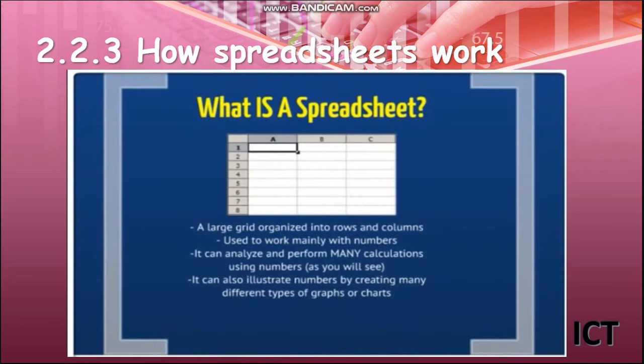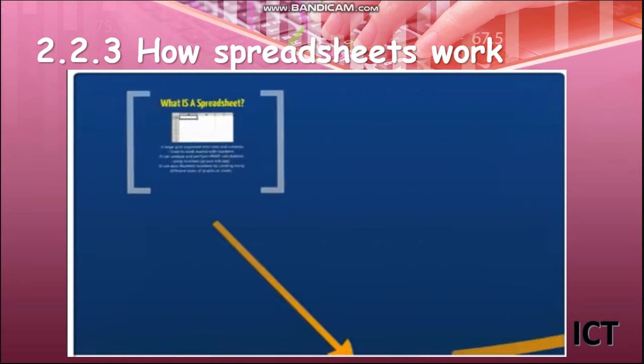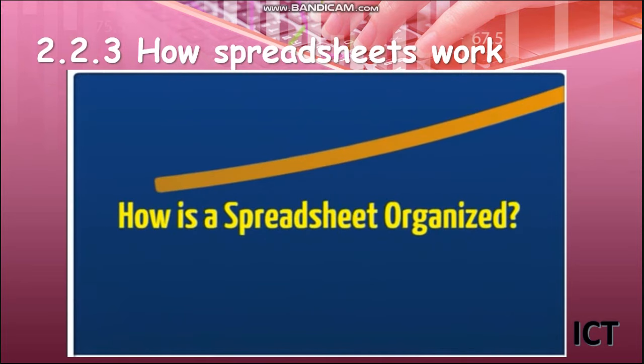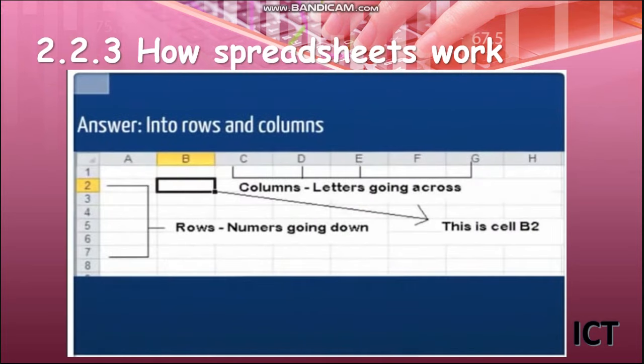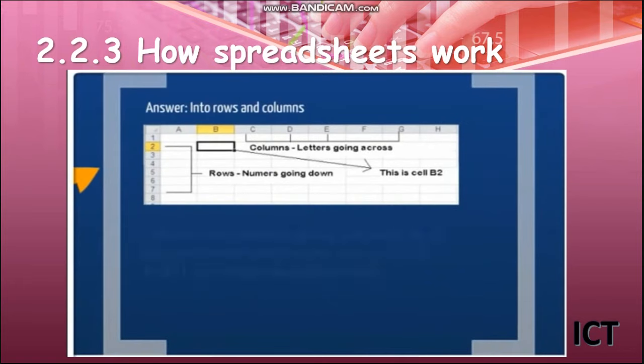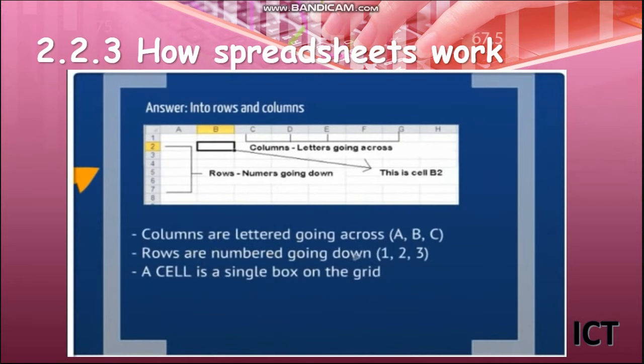Next, I want to talk about how spreadsheets are organized. So we're going to take a look at another spreadsheet. This one's got some labels on it. So you can see the letters going along the top here and the numbers going along the side here. And then you can see this one box that has a black border around it, which we call cell B2. So as you can see, the columns are lettered going across A, B, C. The rows are numbered going down 1, 2, 3, and a cell is a single box on the grid.